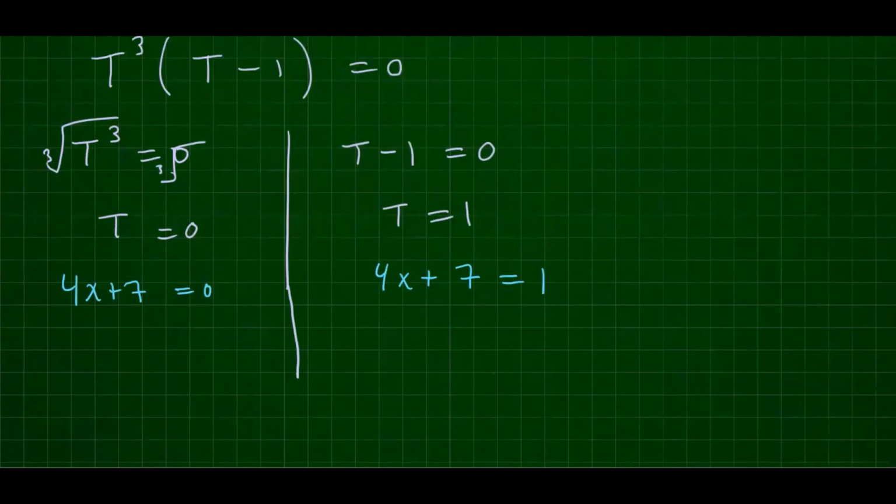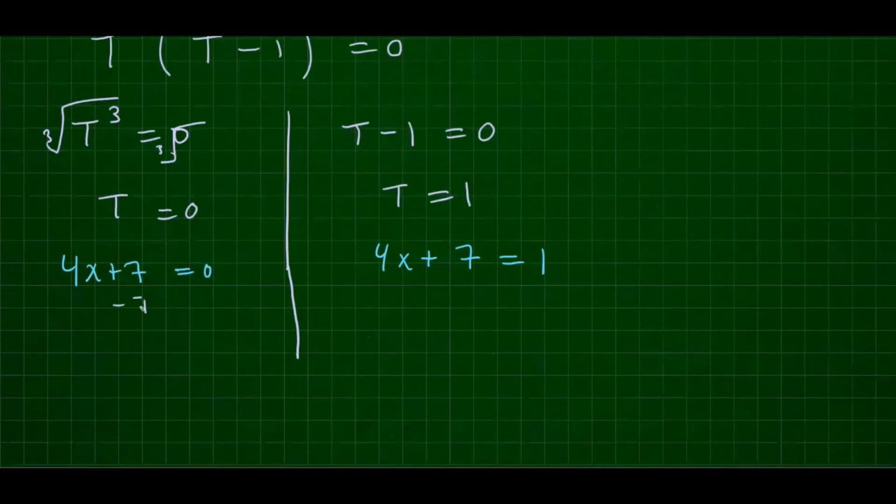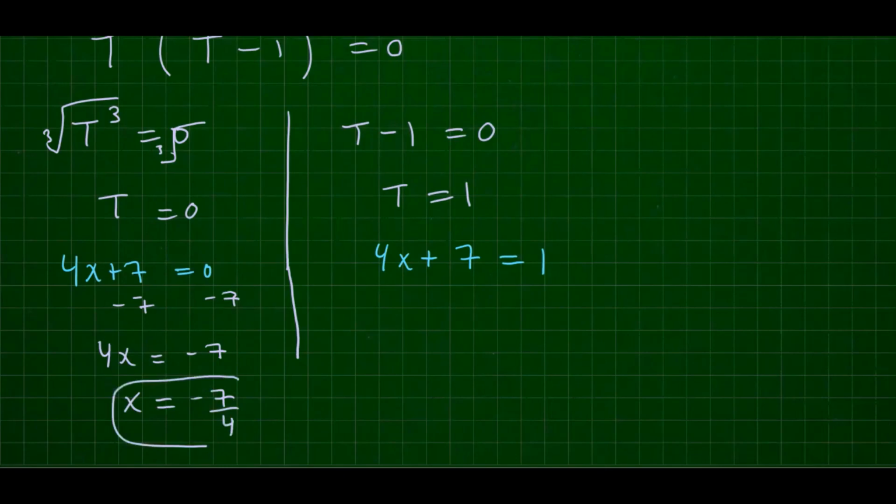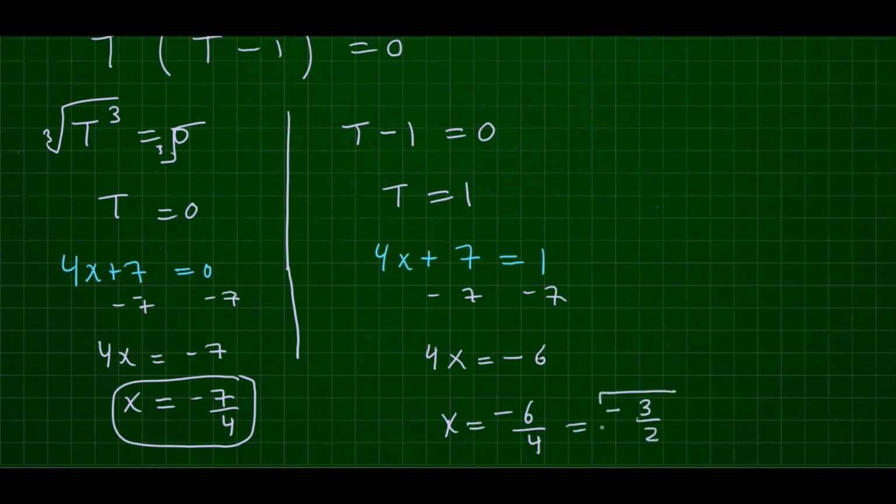So for the first one, if we continue to solve, we subtract 7 on both sides. We get 4x is equal to negative 7. And then we divide by 4. So we have x is equal to negative 7 over 4. That's one solution. And then we do a similar procedure on the second one, subtract 7, because we want to isolate x. So we have 4x is equal to negative 6. And then we divide by 4 on both sides. So we have x is equal to negative 6 over 4, which will simplify to negative 3 over 2. So there we have our solutions to this equation.